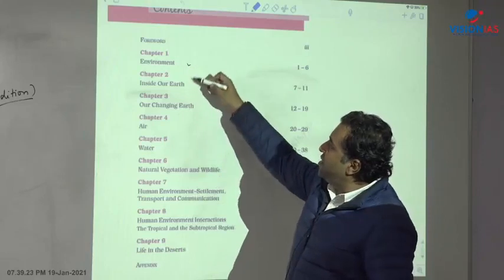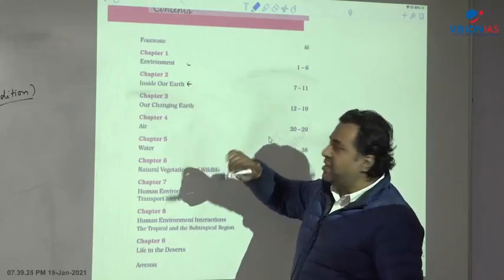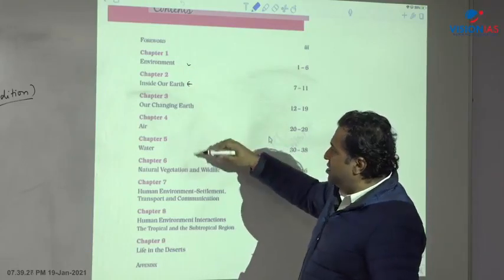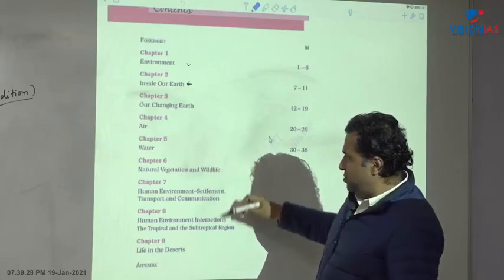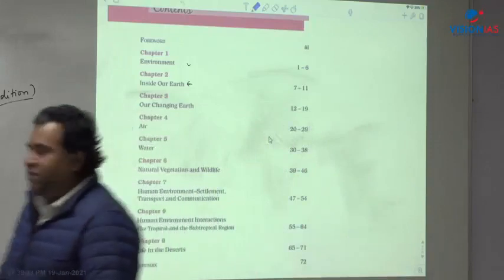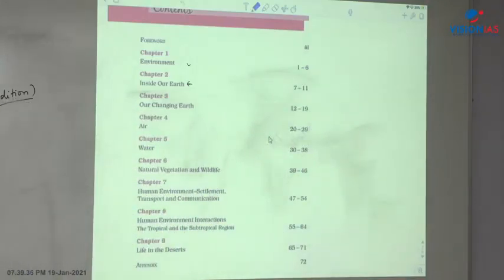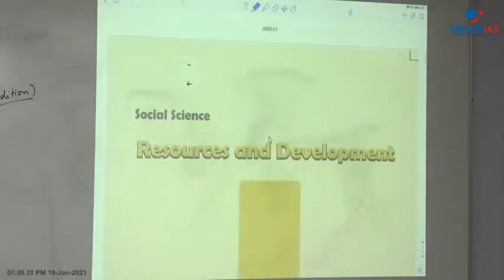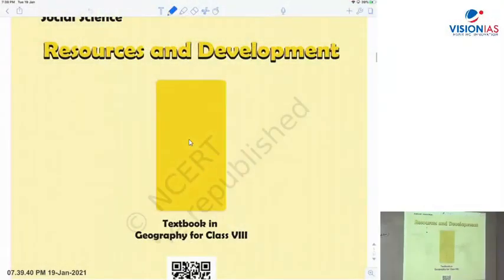So environment, then they will go inside the Earth. Inside the Earth, and then our Earth, air, water, you can see. Right? That's how the chapters go. So if you want, you can read these chapters, class 6, 7. Then after this, you have 8th NCERT. That says resources and development. Can you see how it is related?